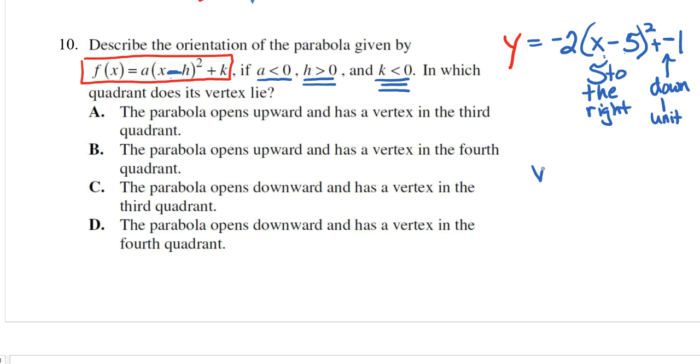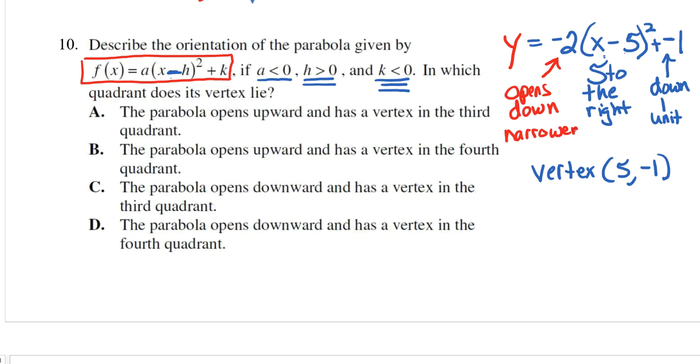So what we know about the vertex, instead of being at the origin, our vertex is at (5, -1). And what do we know? Because a is negative, we know that it opens down. It's a vertical reflection, and it's doubled, so it is narrower than our basic parabola.